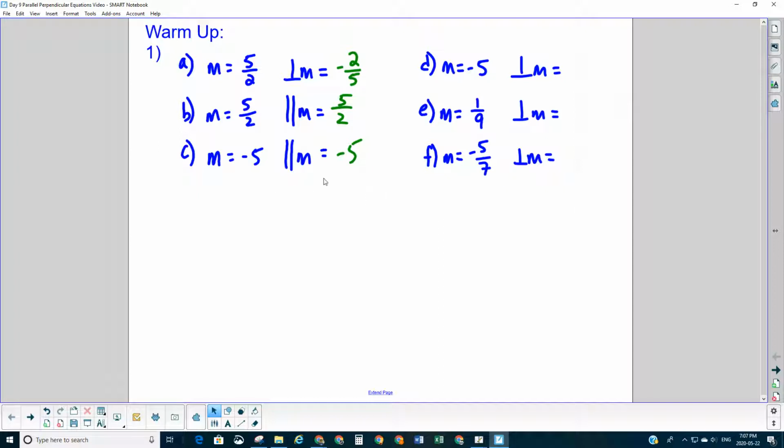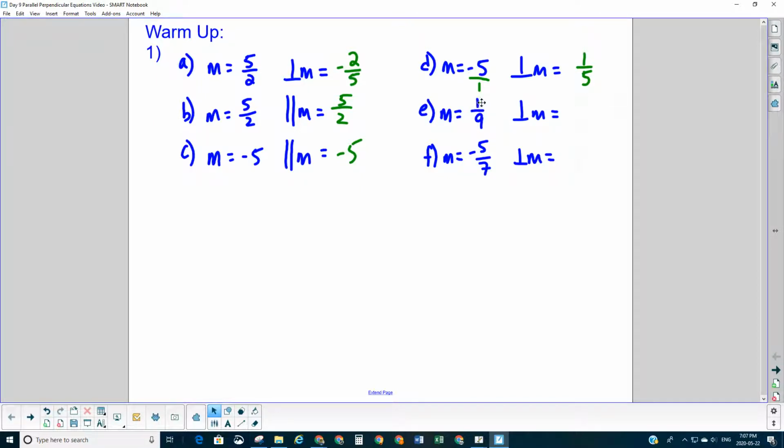All right, so for this one, negative 5, if our slope is negative 5, remember that this is actually a fraction. It's the fraction negative 5 over 1. And since I want the perpendicular slope, I need the negative reciprocal. So the reciprocal of 5 over 1 is 1 over 5. And since this is negative, then our perpendicular one must be positive. So the negative of a negative is positive.